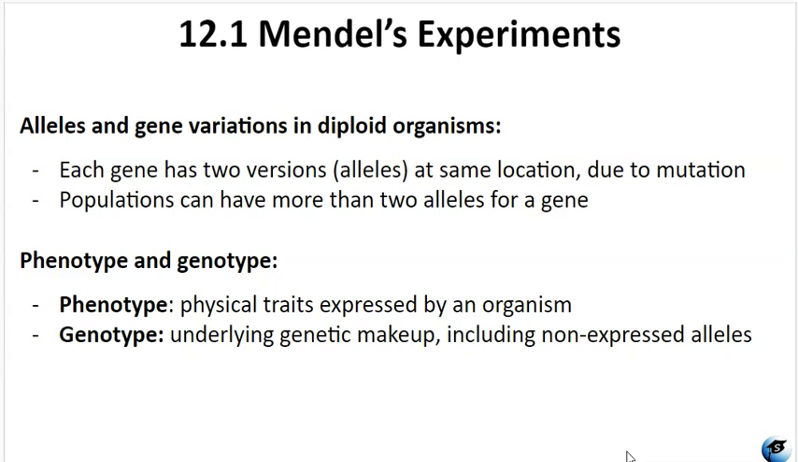In diploid organisms, each gene can have 2 different versions called alleles. Alleles are found at the same location on homologous chromosomes, and they have some variation that has arisen from mutation. So it's common to find more than 2 alleles for a gene in a natural population. The physical traits that are expressed by an organism are called its phenotype, while its underlying genetic makeup is called the genotype. And Mendel's experiments with hybridization showed the difference between the phenotype and the genotype.